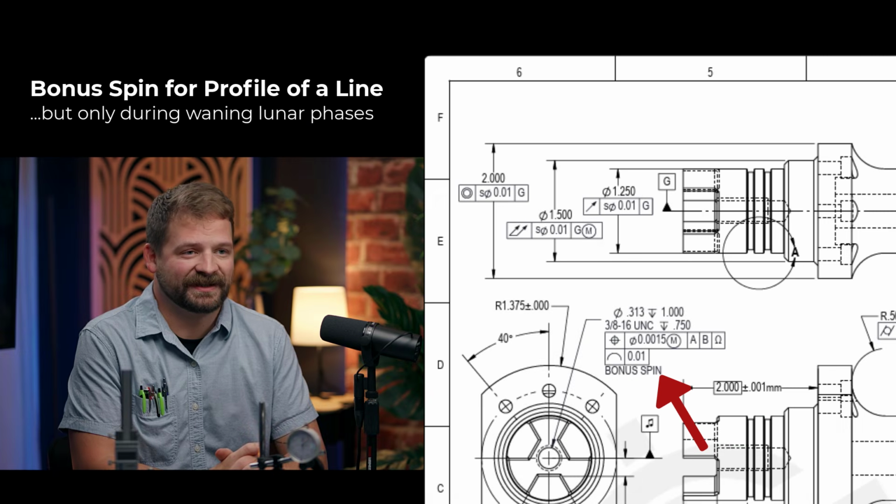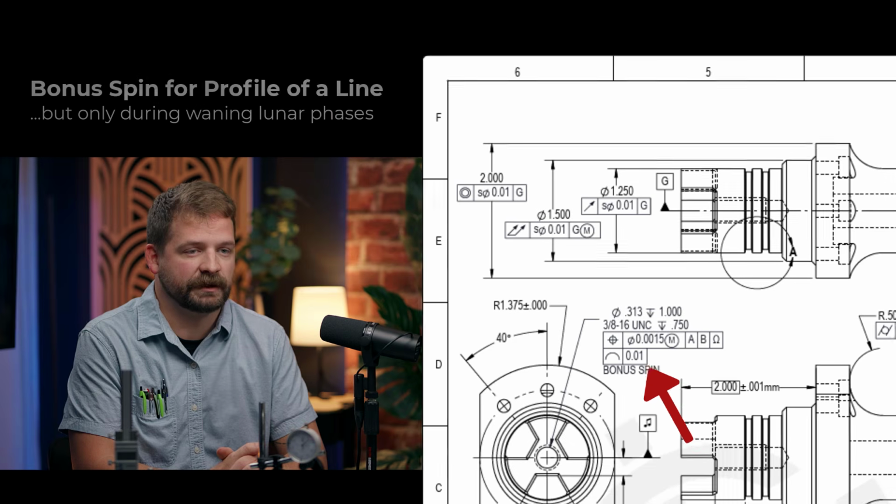You'll also see that this statistically fluctuating feature is constrained in position of 1.5 thou, but with a bonus profile of aligned tolerance applied only during the waning phases of the lunar calendar. This was critical for aligning with our cross-functional synergy protocols in the semi-rare fluctuating states of allowed bonus spin.